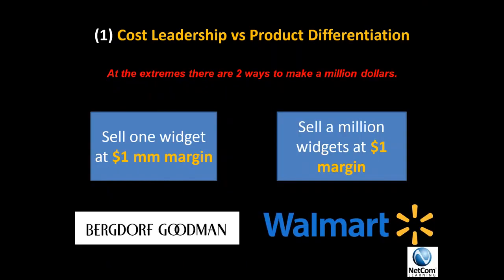Let's get started. Cost leadership versus product differentiation. Let's look at the extremes so we could really illustrate the point. At the extremes, there are 2 ways to make $1 million. We could sell one widget with a $1 million margin. This would be product differentiation, plenty of bells and whistles. Or conversely, we could sell 1 million widgets at a $1 margin. This is cost leadership. Product differentiation is about buy from us, we're the best, we're worth the extra money. Cost leadership is buy from us, we offer the best value. So every company exists somewhere along that continuum, whether they lean towards product differentiation or cost leadership.